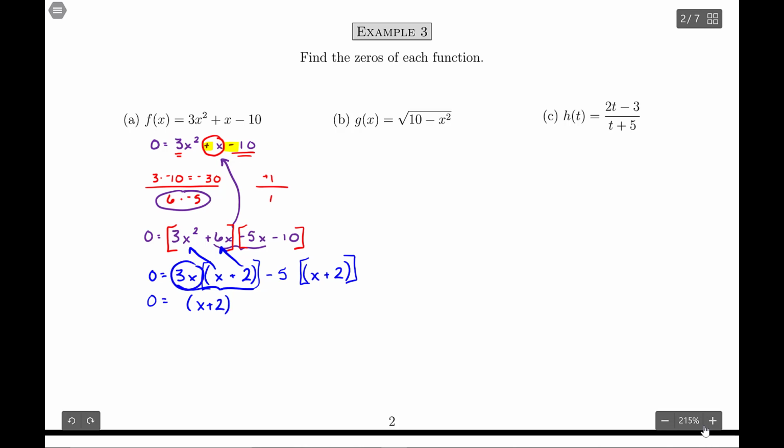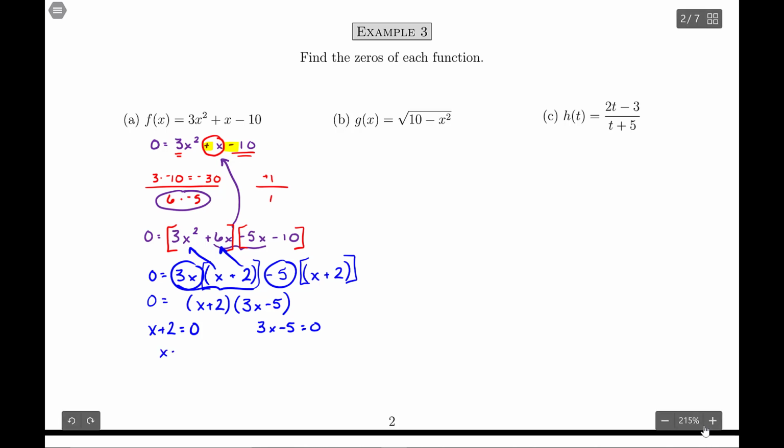And then what we're left with is the 3x minus 5. That is the factored form of our original quadratic. And then we apply the zero product property, which we discussed, I believe, on Friday. The zero product property just says if I take each factor, set it equal to 0, and solve for x, then I'll have my solutions for x.